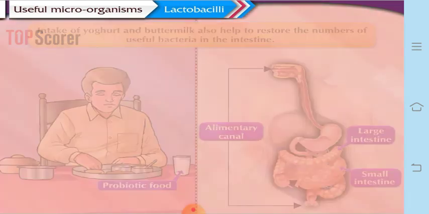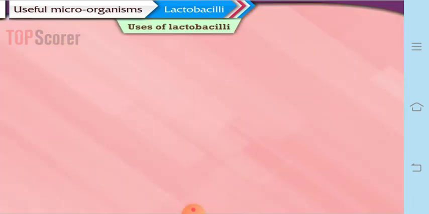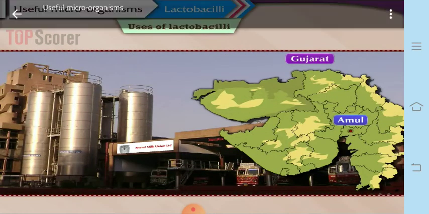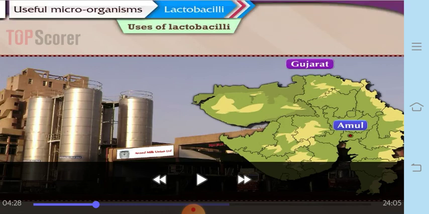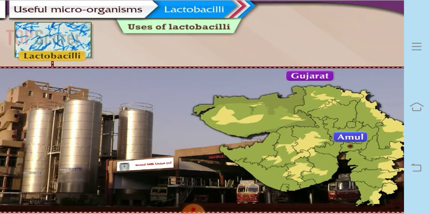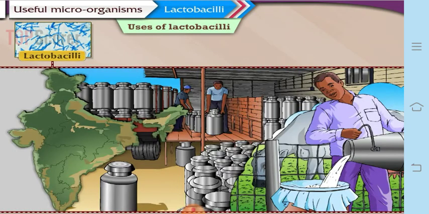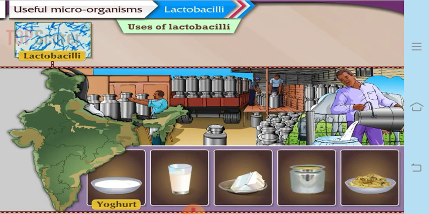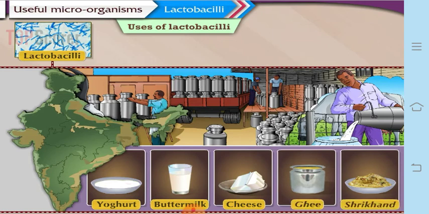Fine. So these are some of the uses of probiotic food. You should remember this. Now let us know about some of the uses of lactobacilli. Some of the uses we have already learnt. It is mostly used in the dairy industries, because it is used in preparation of so many dairy products like yogurt, buttermilk, ghee, cheese, shrikhand, piyush. All these are prepared with the help of lactobacilli.